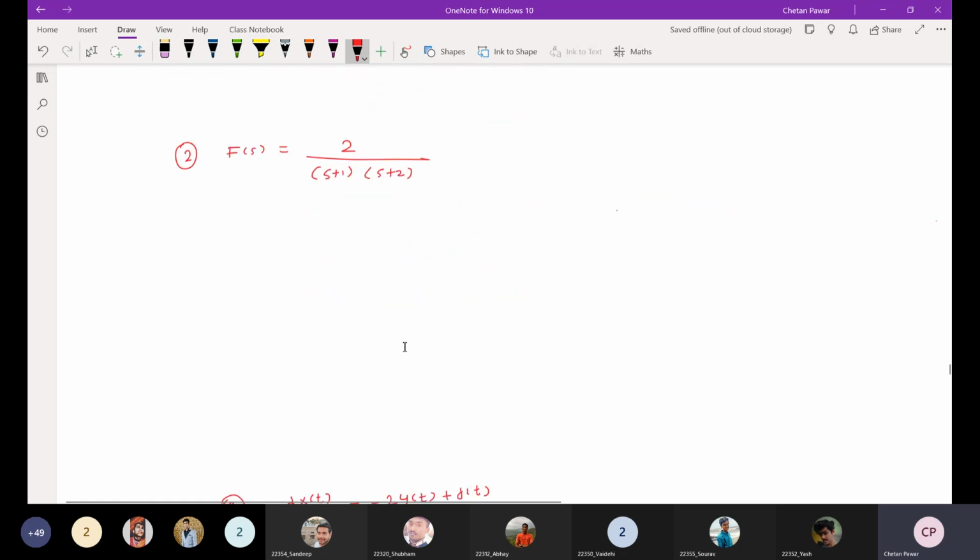So here, consider it as a right-sided signal, find out the partial fractions, and then take the inverse Laplace transform. So here just take the partial fraction.